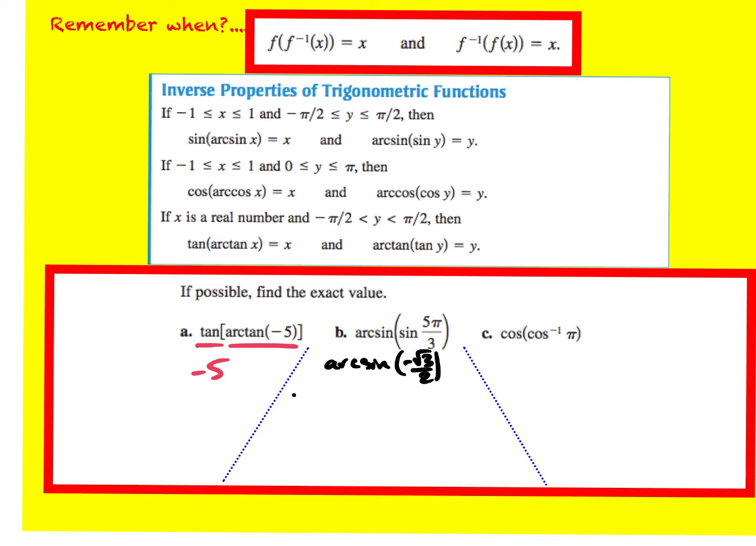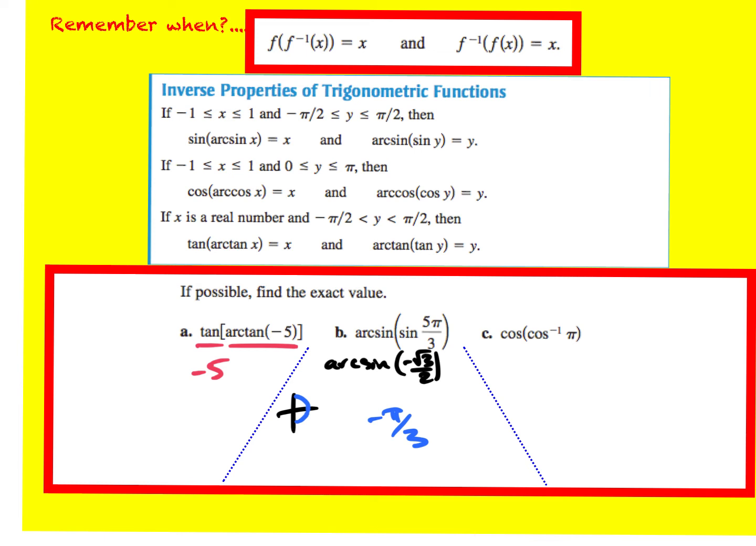So now when I think of arc sine, it does have a range restriction. What's the range restriction? That's the domain. So negative pi over 2 to pi over 2. So when is sine negative square root 3 over 2? Negative pi over 3. All right. So that's the way to go about that problem.